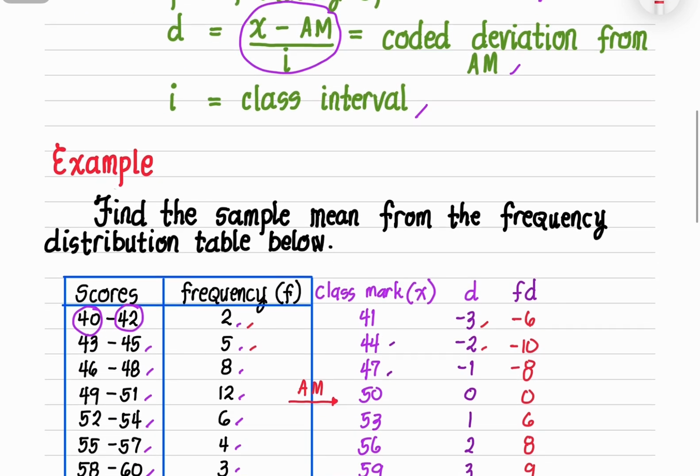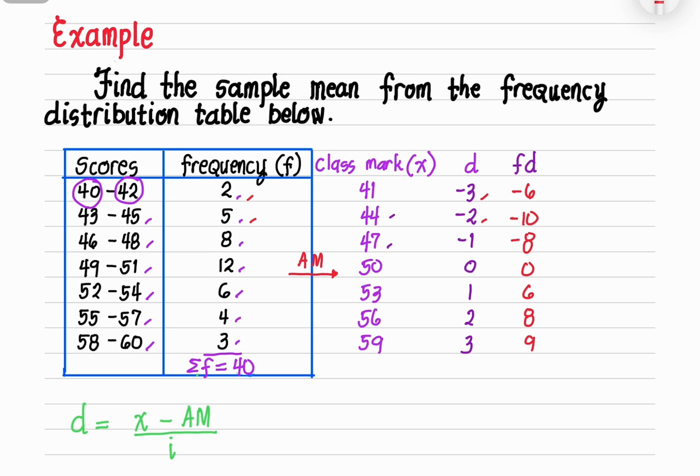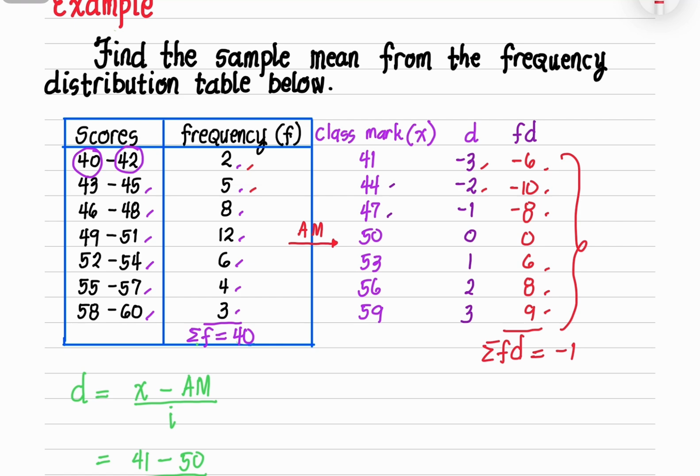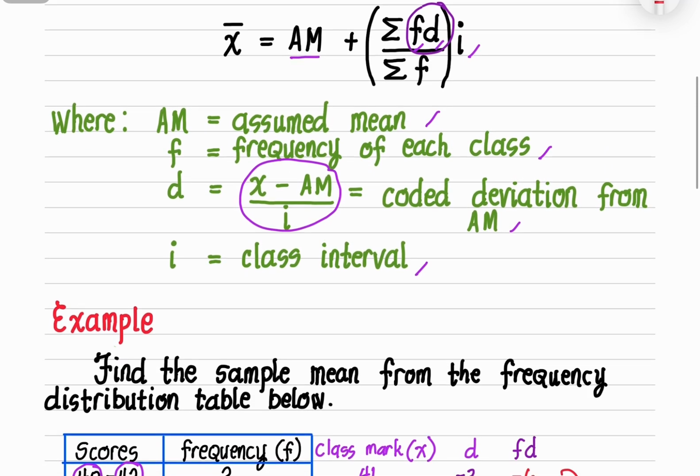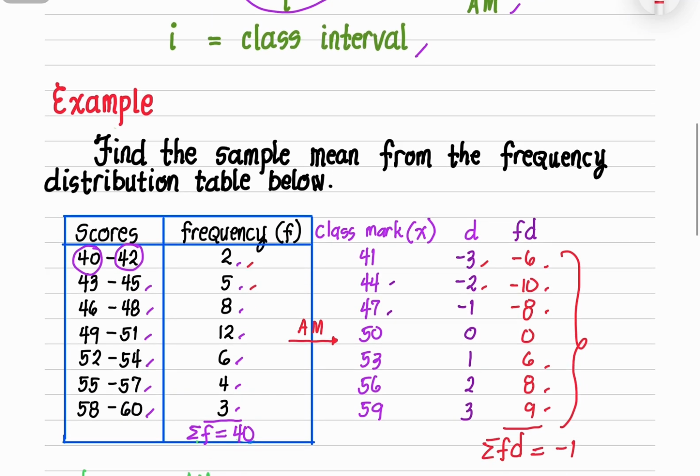So, guys, in our formula, we have the summation of FD. After getting the product of F and D, the frequency and the D value, the next thing to do is get the summation. The summation means we just add them, the summation of FD. So, when we add negative 6 plus negative 10 plus negative 8, that is negative 24, right? And then, 6, 8, and 9, when we add those, is 23, right? So, negative 24 plus positive 23 gives us negative 1. Therefore, the summation of FD is negative 1. So, can we now solve the sample mean using the formula? Yes. Okay, because we now have the values of the assumed mean, the summation of FD, and also the summation of F, as well as the class interval.